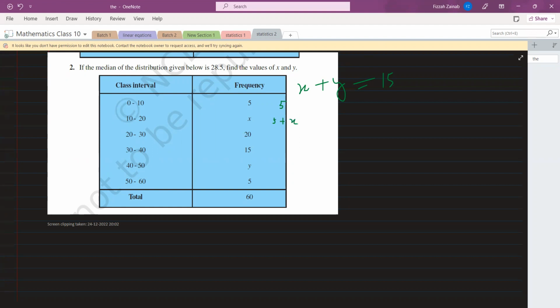Yes, ma'am. So capital F is the cumulative frequency of the class preceding the median class. So that means 10 to 20. So capital F is 5 plus x or x plus 5. Okay. How much is capital N? 60. Okay, that is the sum. Now put everything in the formula. Find the value of x quickly.